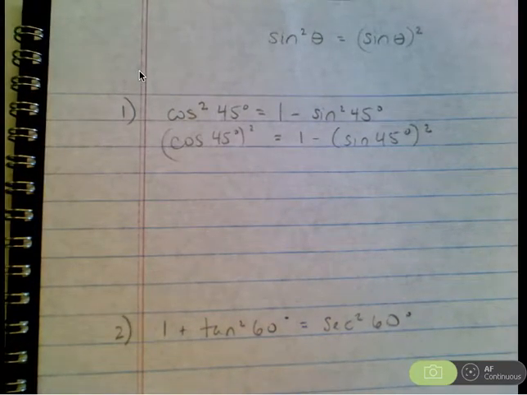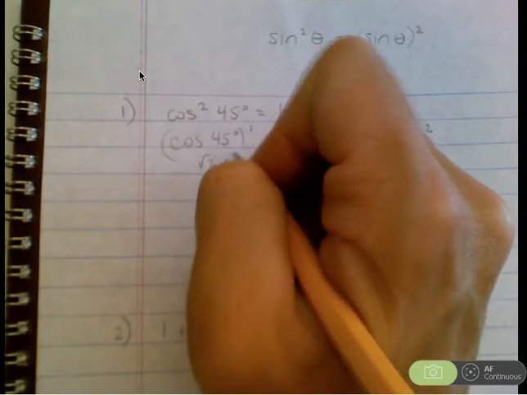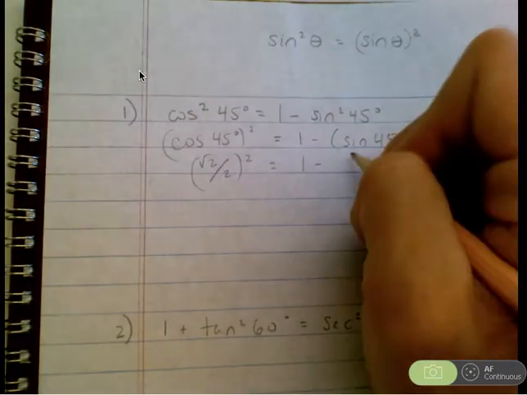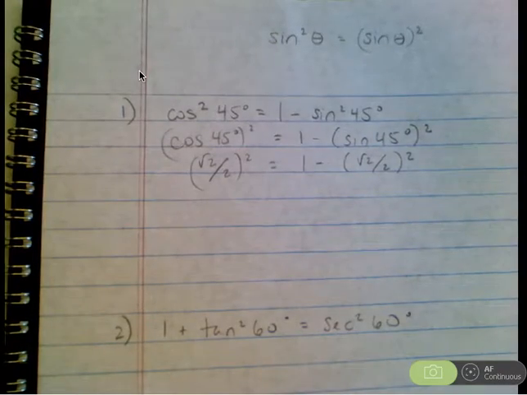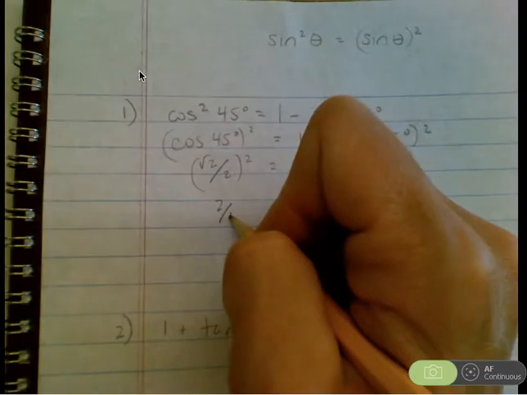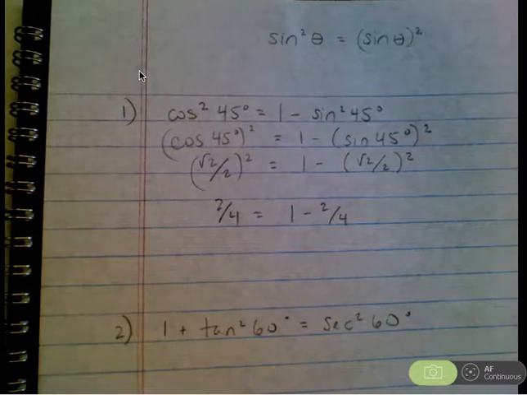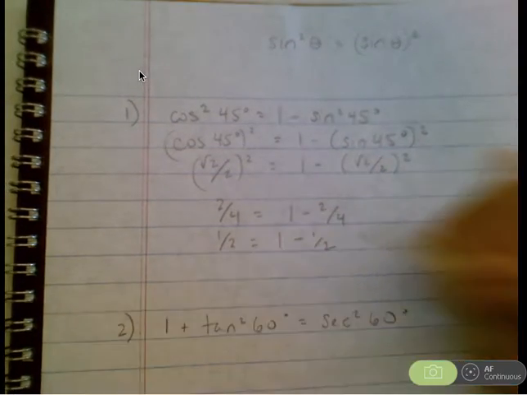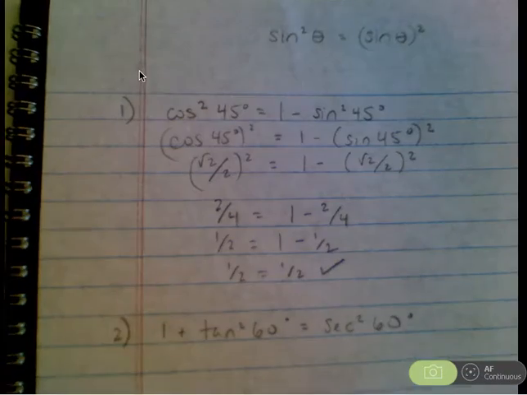So if you look at your chart, cosine 45 is root 2 over 2. We're going to square that. That's going to be equal to 1 minus, and the sine of 45 is also root 2 over 2, which we're going to square. Root 2 over 2 squared is going to give us 2 over 4. That's going to equal 1 minus 2 over 4. Which is really 1/2 equals 1 minus 1/2. So we get 1/2 equals 1/2, and we're done with that problem.